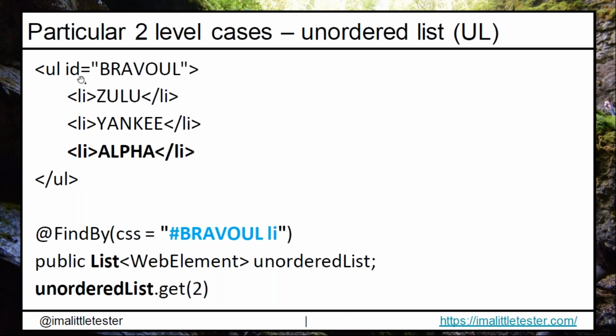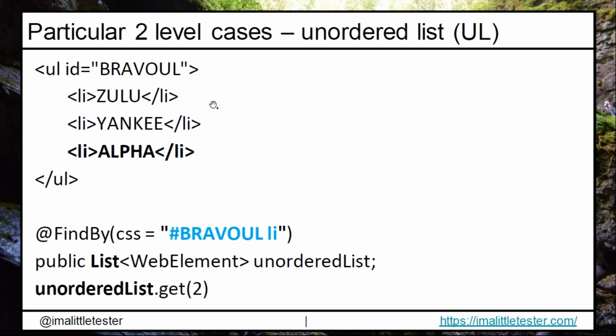In our case, the parent, the UL tag, has an ID, but the children of this tag do not have any particular attribute that sets them apart. All of them are just simple lis. In order to identify the alpha element we're interested in here, we will actually identify all of the children of the UL element. So in this case, we will specify the ID of the UL element, which is Bravo UL, and then we will specify the tag name of each of these children. So Bravo UL as ID and Li will return a list of web elements whose size will be 3.